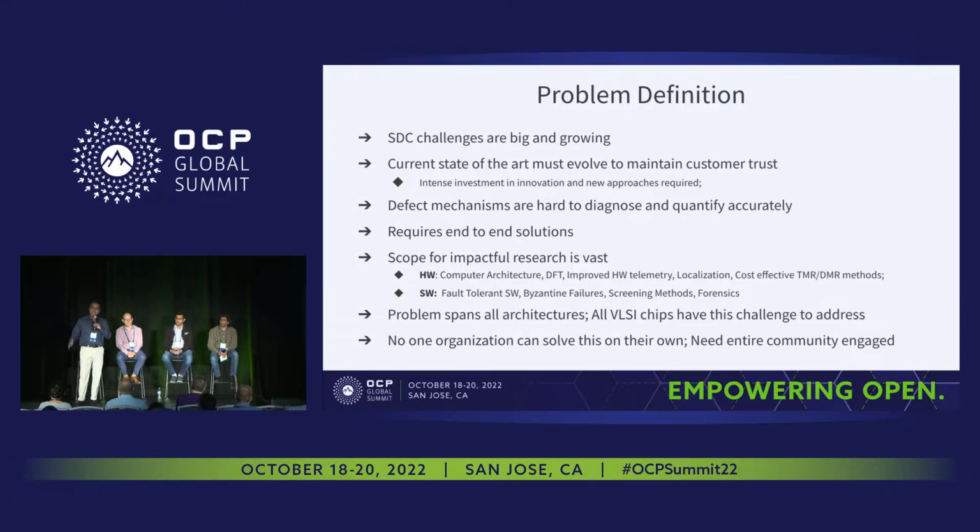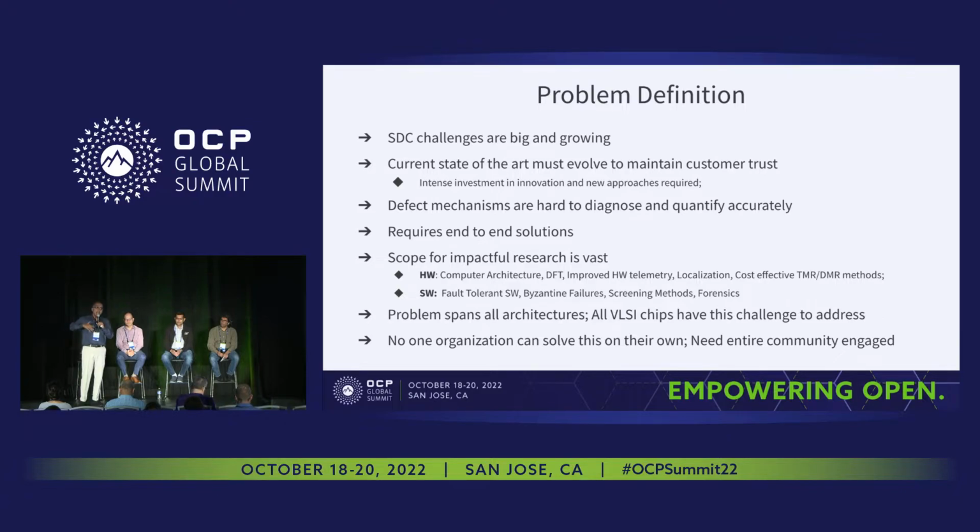Similarly, on the software side, how can we build more resilient software? How can we reason more with Byzantine failures? What are improved screening methods that we can employ? And better forensics, and this is an area of growing interest: what are the signals that can give us indication that a processor might be bad or a chip might be bad? How do we detect more of those signals to help us identify them faster? There are some recent advances that have been promising, but a lot more needs to be done.